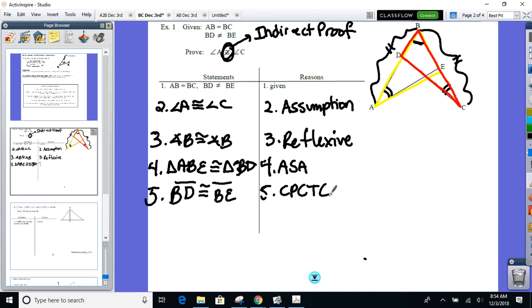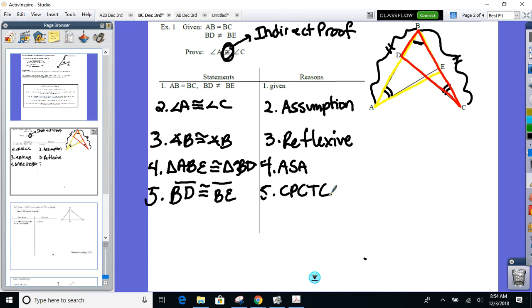All right, let me go through that again. We assumed A was congruent to C, and where did that lead us to? A false statement, a contradiction of our givens. All right, we know this is not true, which means our assumption is false. So if this statement right here is false, what's got to be true? The opposite, which says A is not congruent to C.